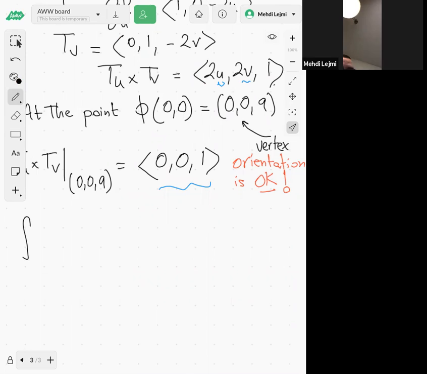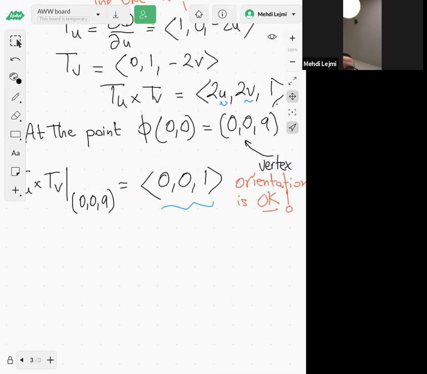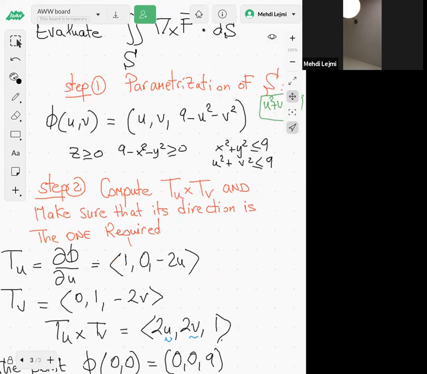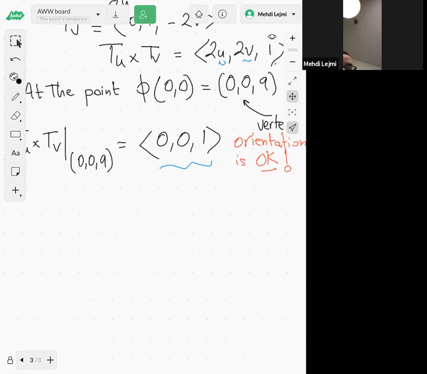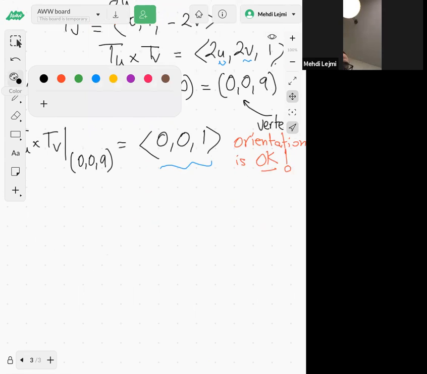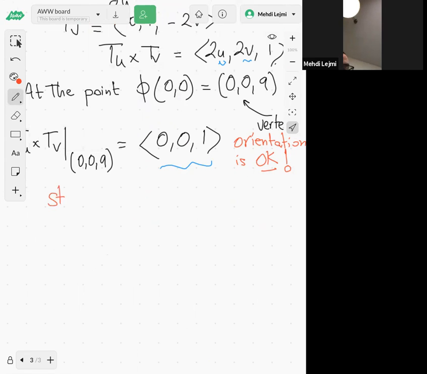Right, and then this double integral. Oh yeah, before the double integral, we need to find the curl of F, of course. So we have this parameterization. So first, step 1, parameterize the surface. Step 2, compute T_u cross T_v. That's my normal vector. Step 3, find or evaluate the curl of F. Okay, curl of F is just nabla cross F, a cross product.